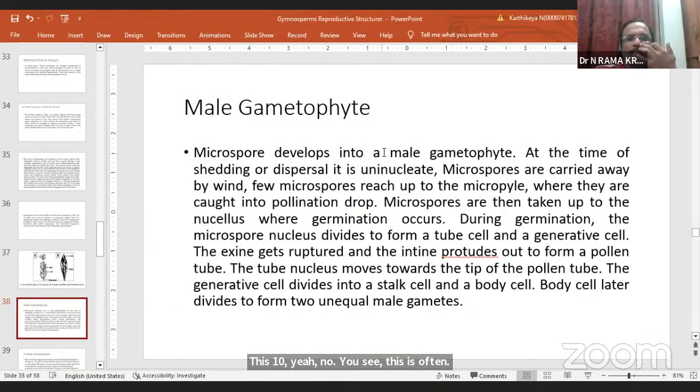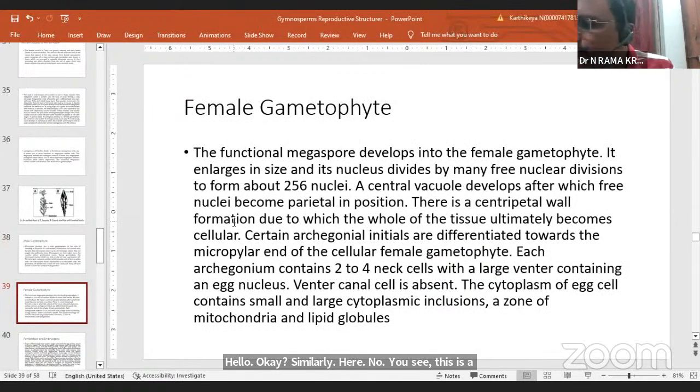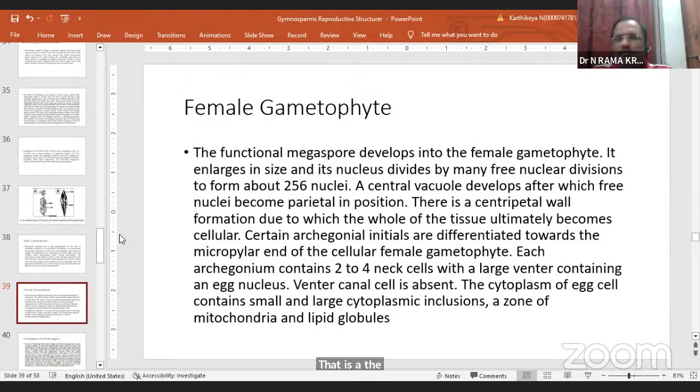Here the microspores develop into the male gametophyte at the time of shedding, the dispersal. It is uninucleate. The microspores are carried away by wind. Means after the development, the spores come to the outside of the male gametophyte. Okay. Similarly, here you see a second one, that is the female gametophyte.